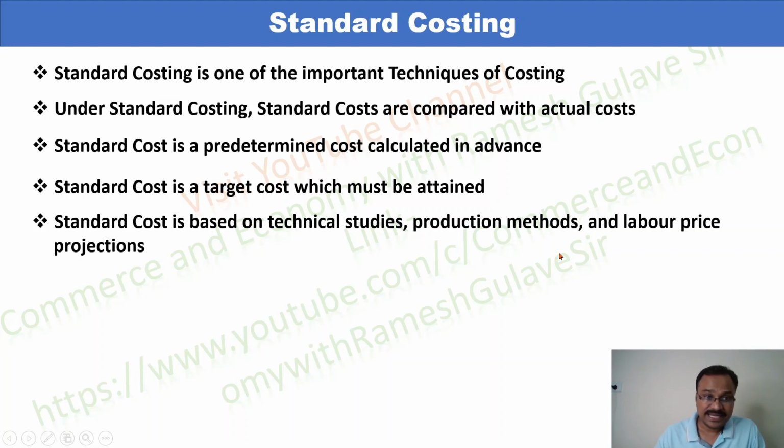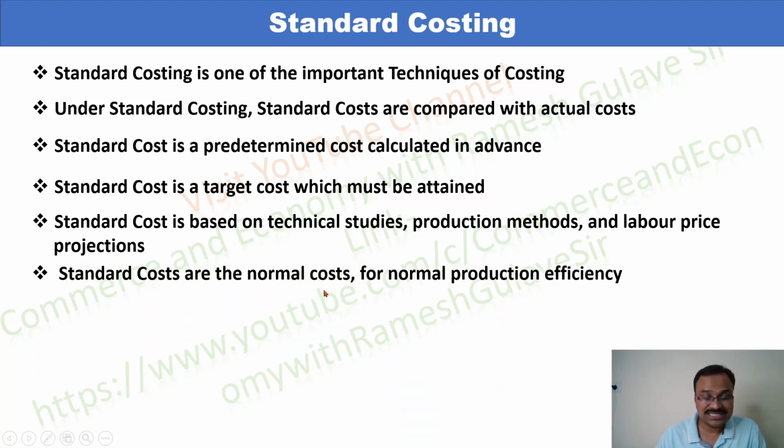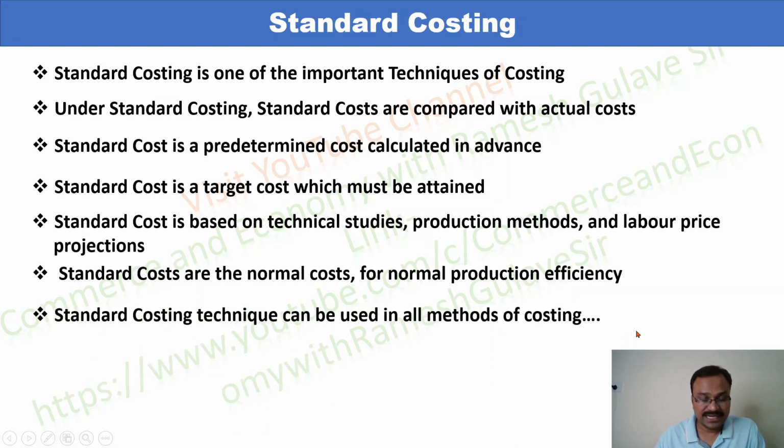Right? The next feature of standard cost is that standard costs are the normal costs for normal production efficiency. So under normal situation, standard costs are expected to be attained by the business organization. Right. The next feature of standard costing says standard costing technique can be used in all methods of costing.